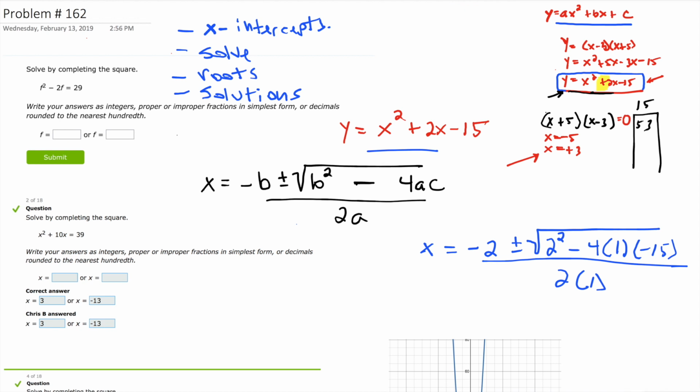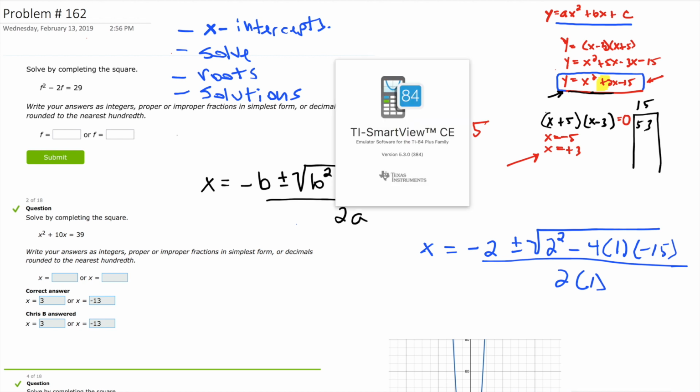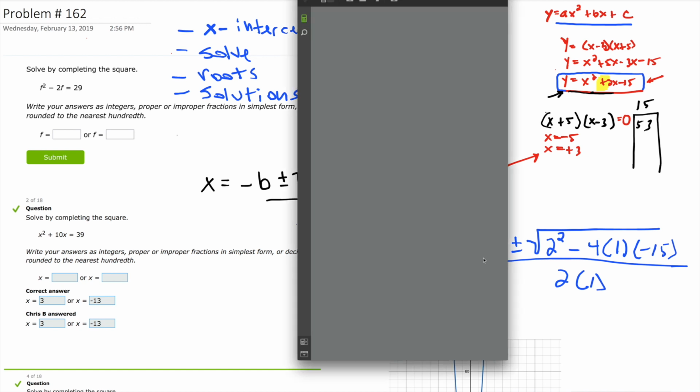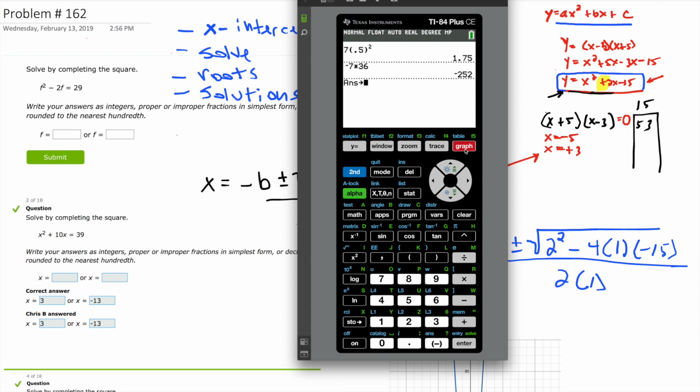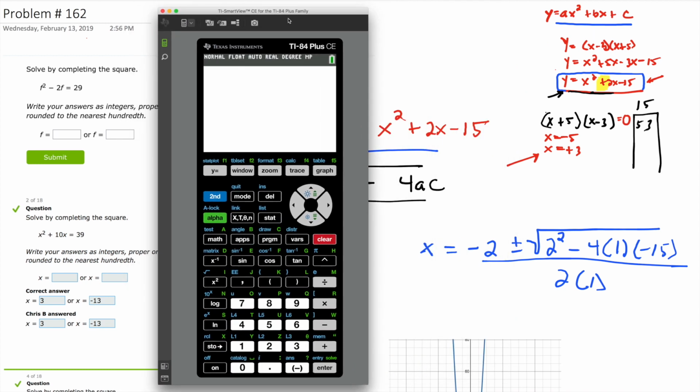And when you study, I can't emphasize enough, use your graphing calculator. Super, super, super important. Take it to school with you. Okay, so here we go. Graphing calculator coming up. There it is. All right. So let's figure this out. Tell me what to punch in.